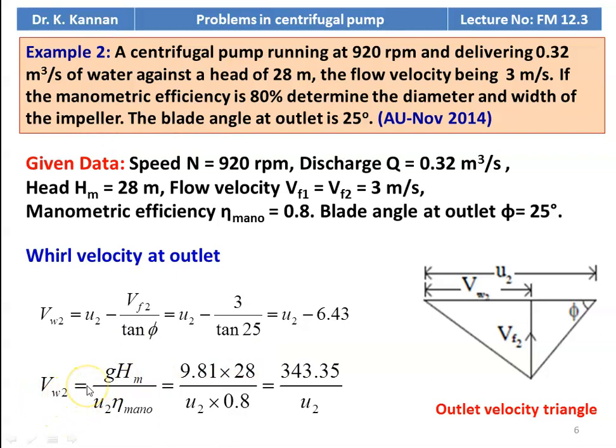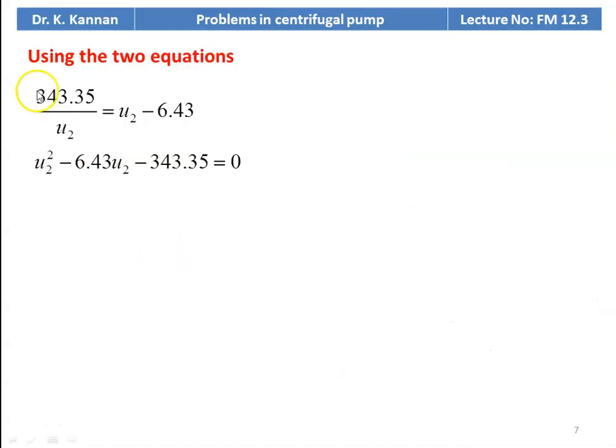Vw2 equal to, from the definition of manometric efficiency, g Hm divided by U2 into manometric efficiency, which is 9.81 into 28 divided by U2 into 0.8 equal to 343.35 divided by U2. Now we have two equations relating Vw2 and U2, and we substitute and use the equations to solve the unknowns. So using the two equations, 343.35 by U2, that is Vw2 equal to U2 minus 6.43.